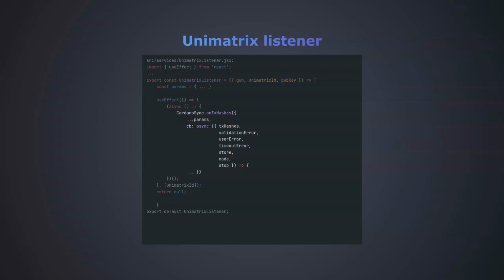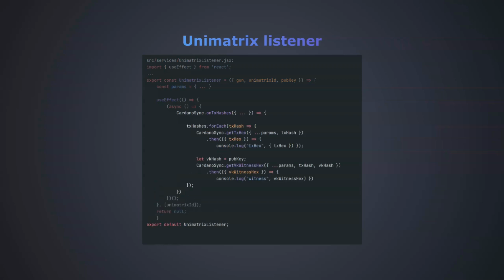So this callback function monitors basically the Unimatrix server. And then when this callback is called, you can actually log the results to the console. So if you have the correct ID and you have the correct relay, the console.log will notify you when transaction hash values are received, so the transaction body, and when witness keys are received.